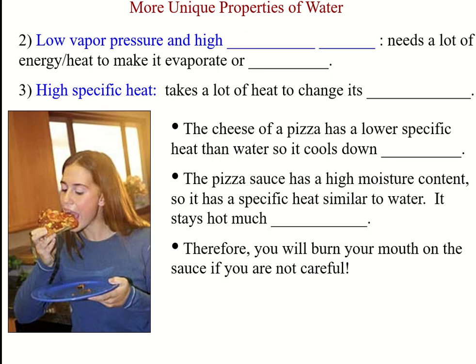Water also has a very low vapor pressure and a high boiling point, and that's going to require a lot of energy and heat to make it evaporate or boil. The third property of water is the specific heat. If you recall our specific heat unit, you'll remember that water has a specific heat of 4.184 joules per gram degree Celsius, which is much greater than most other things. Metals, for example, are all usually under 1. And so that means it takes a lot of heat to change its temperature.